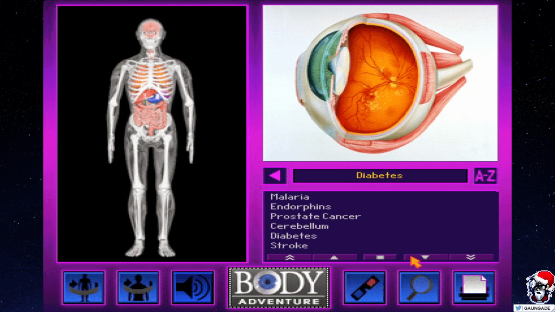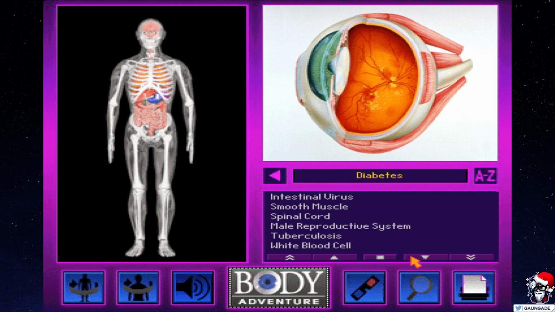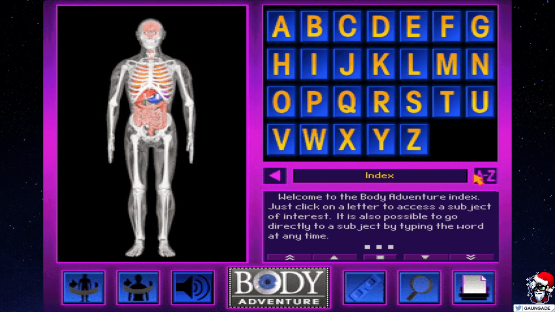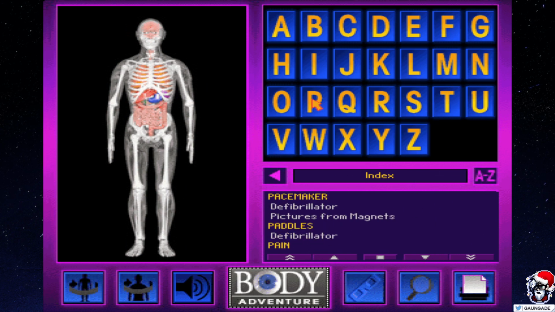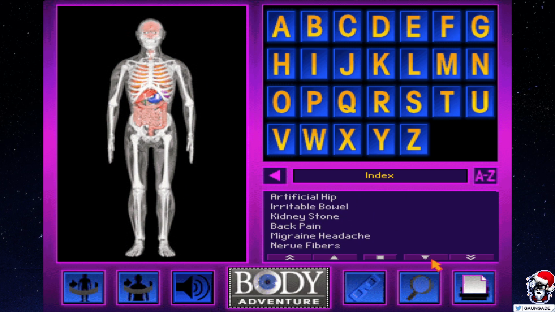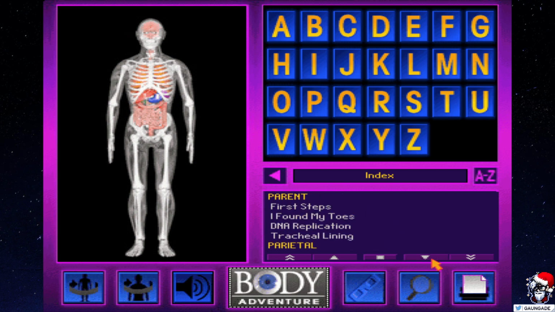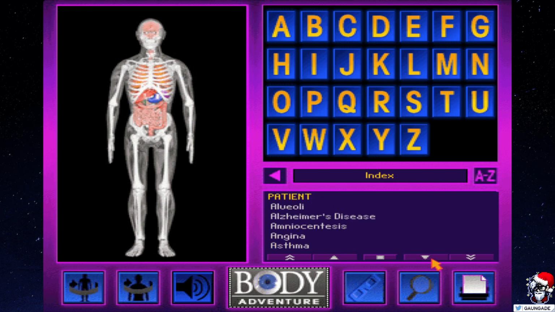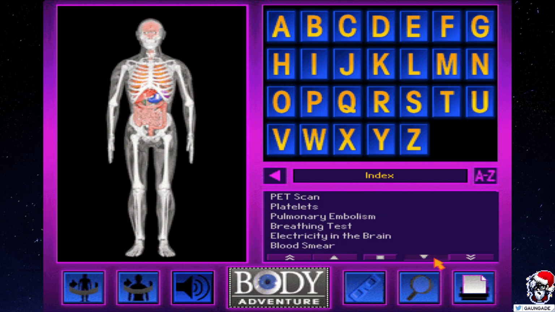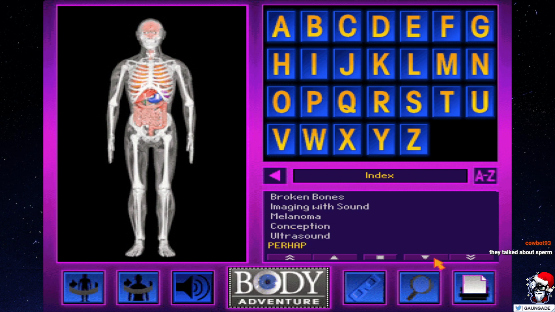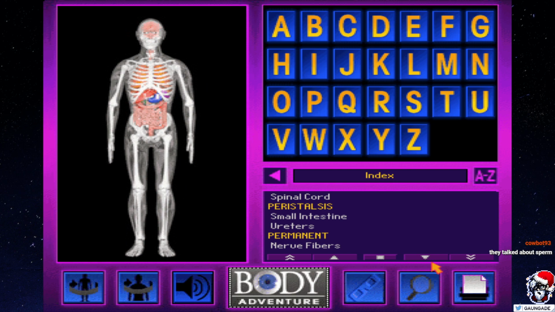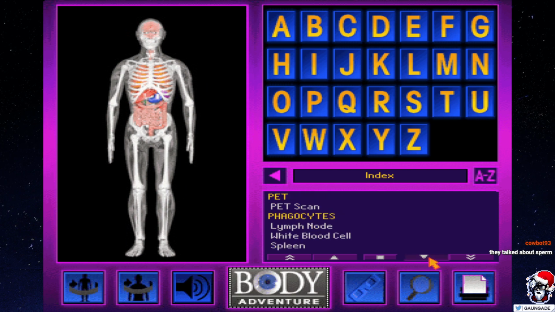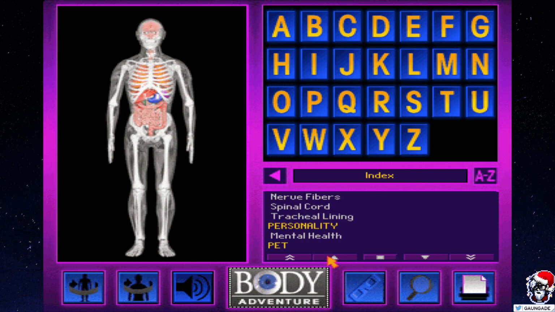So there's like... Welcome to the Body Adventure Index. There's like the vagina, but there's no penis. What's up with that? Can they not say penis? Where is the penis? Yeah, but they never say the word. They'll say vagina. No problem. They'll say it like 6 times in the one sentence.